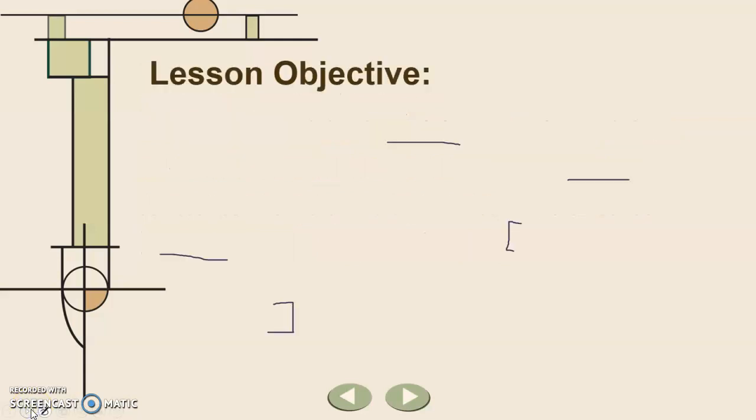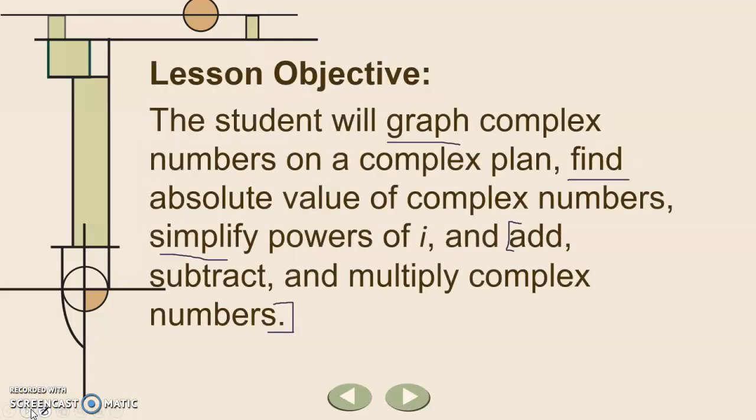Our lesson objective for today is that you, the student, will graph complex numbers on a complex plane, find absolute values of complex numbers, simplify powers of i, and add, subtract, and multiply complex numbers. So we are going to graph, we're going to find, we're going to simplify, and we're going to do some computation with our complex numbers.